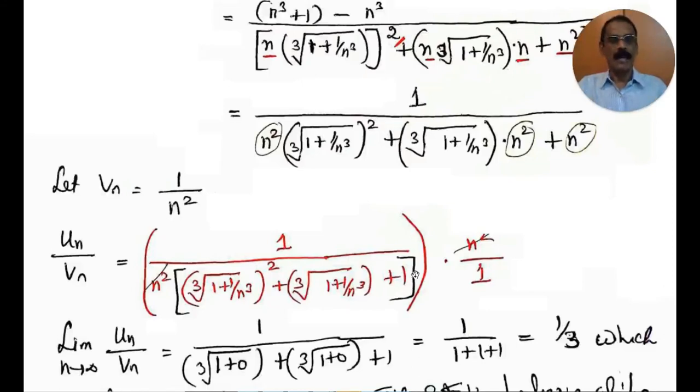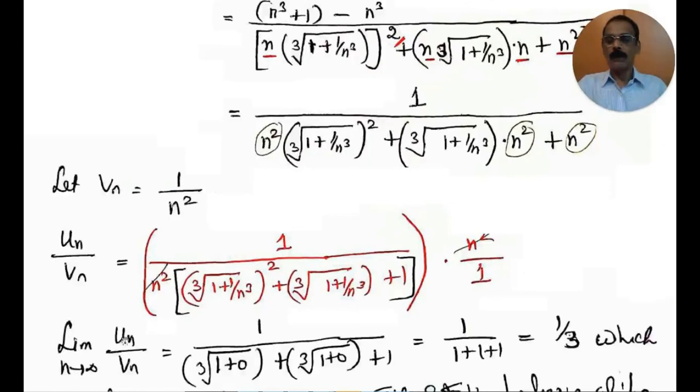Now we have to apply the limit. When you apply the limit as n tends to infinity, 1 by n tends to 0. Here it is 1 by n cubed, so it is 1 by infinity cubed. What is infinity to the power 3? Infinity. So 1 by infinity is 0. So when you apply the limit, 1 by n cubed becomes 0.